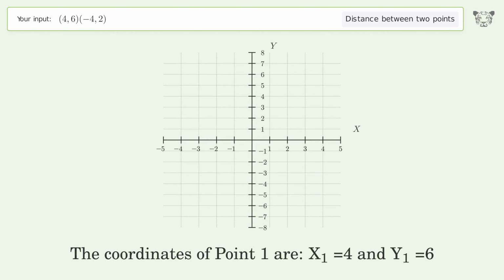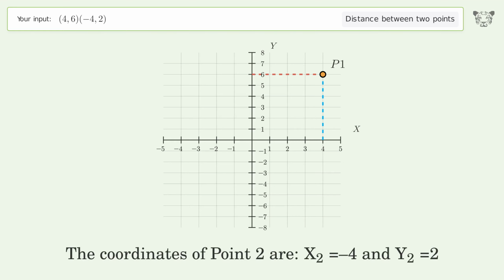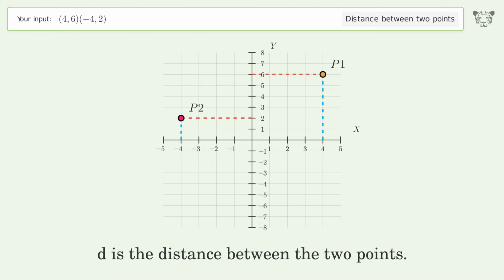The coordinates of point 1 are x1 equals 4 and y1 equals 6. The coordinates of point 2 are x2 equals -4 and y2 equals 2. D is the distance between the 2 points.